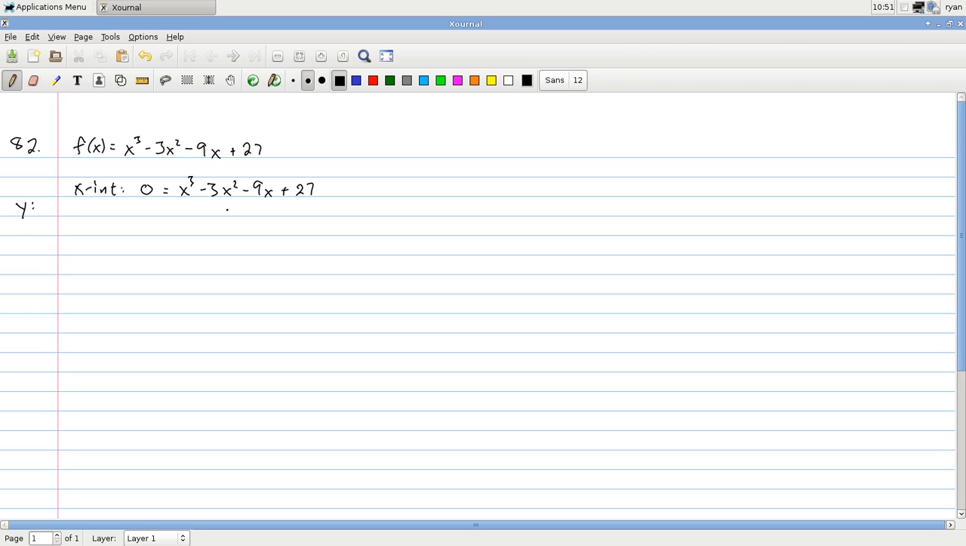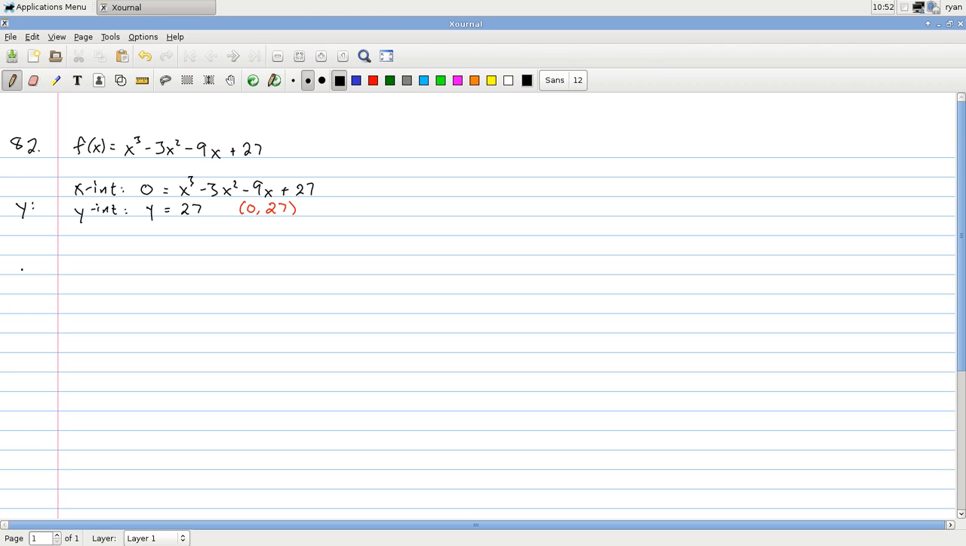And it's not obvious how to factor this, so we'll save this step until later. We'll come back and look at the x-intercepts at the end. For the y-intercept, we'll set x equal to 0, and this gives us y equals 27. This gives us our first important point: we plugged in x equals 0 and got y equals 27.